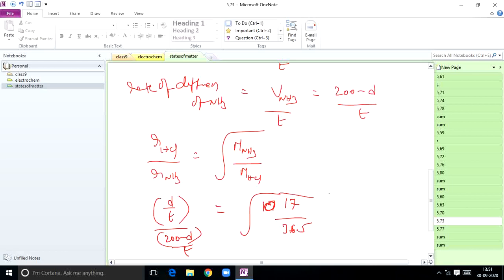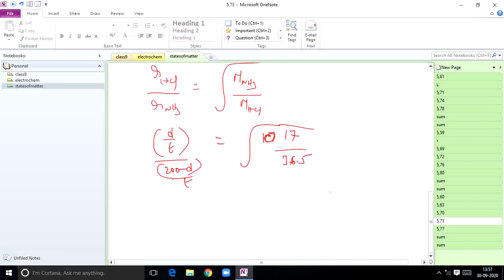Do the calculation. t and t cancel here, so d by 200 minus d is equal to the square root of 17 by 36.5. So from this, students, I am going to get the d value. How much? Calculate the d value. You should get 81.12 centimeter. Do the calculation.